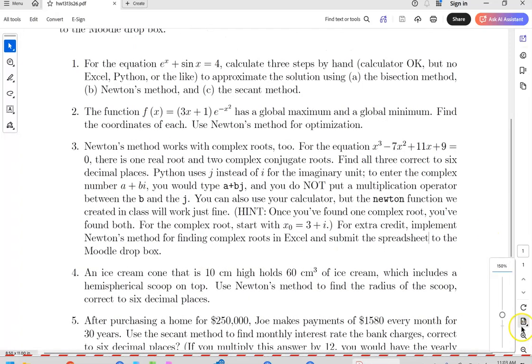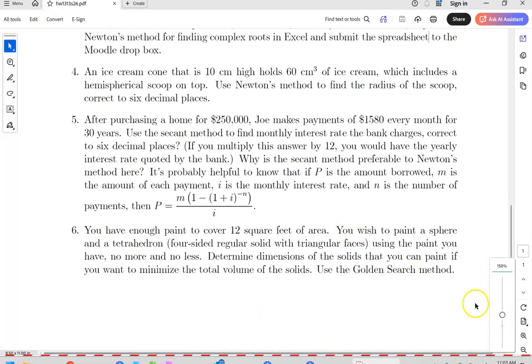So hopefully this one reminded you of a Calc 1 problem, because that's kind of the problem it was. So you may have had to go online and find tetrahedron formulas. But you've got some given quantity, and you want to either maximize or minimize a different quantity for the same object. So you've got a sphere and a tetrahedron. You've got paint to cover the outsides of them, and you're going to determine the dimensions that minimize the volume of the solids.